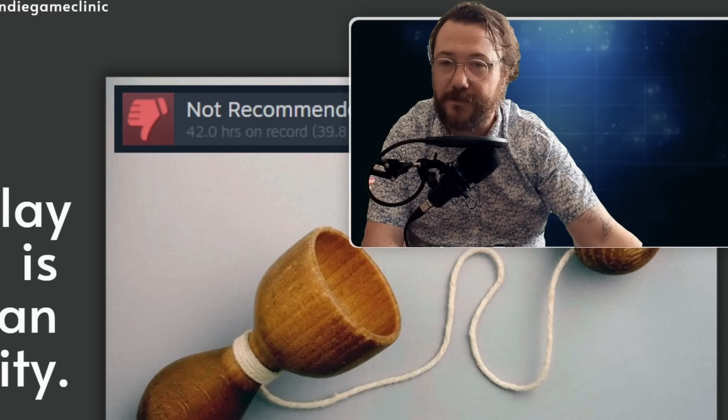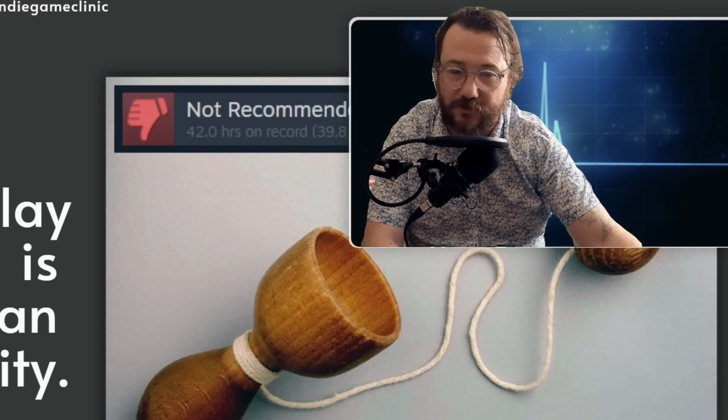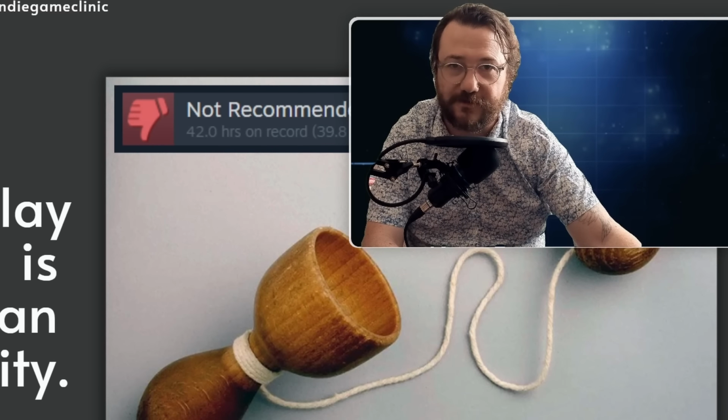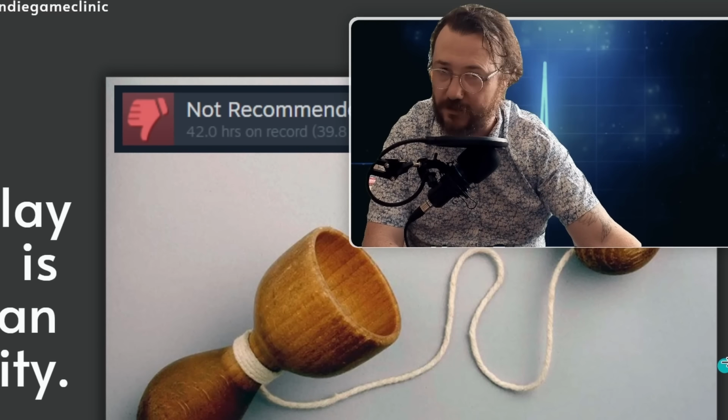Maybe you're building a world, maybe you're telling a story. Those are reasons to make a game as well. But if the main activity of what the player is doing in the game is not interesting, then it's just not going to be enough.